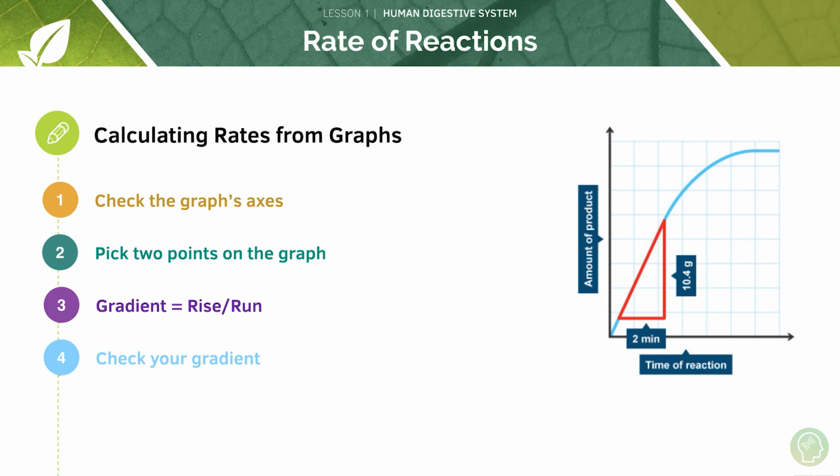So then do check your gradient. So check that the gradient is constant throughout if your graph is a curve. And in this graph, we could say that the rate does decrease as the reaction continues. So just be aware of what is actually going on in your graph overall.